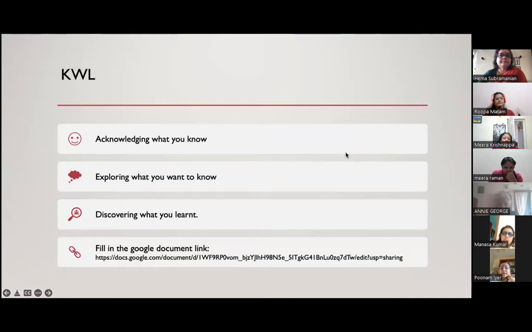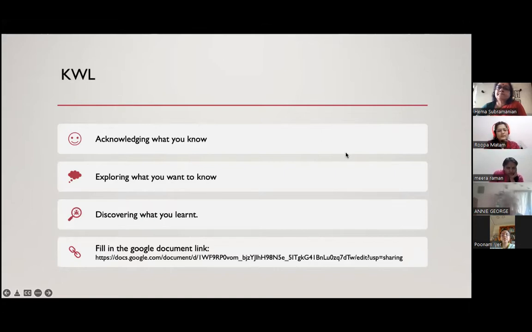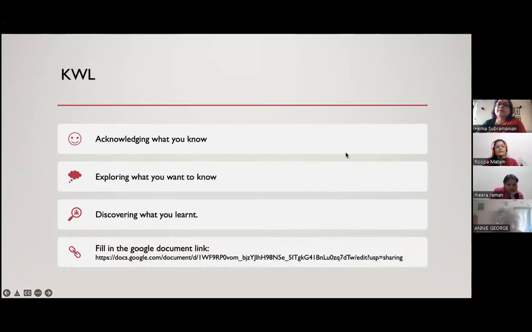Where have you sent it, Hema? It's in the chat box, Poonam. Just look at the chat box. There is a link. Did you get the chat box? Did you go to chat? Wait one minute, let me check. You got the link? Click on the link. It will take you to that document. Just take 5 minutes to fill this up and then we'll come back.